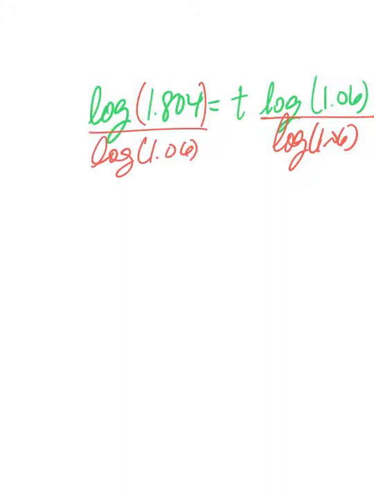Now look at how I did it in parentheses because of your calculator. You're going to have log parentheses 1.804, close that parentheses, divided by log of 1.06, and you should have gotten t equals 10.129 years. So a little over 10 years. So hopefully it should come back to us. I think a lot of you guys have done this in pre-calc as well.